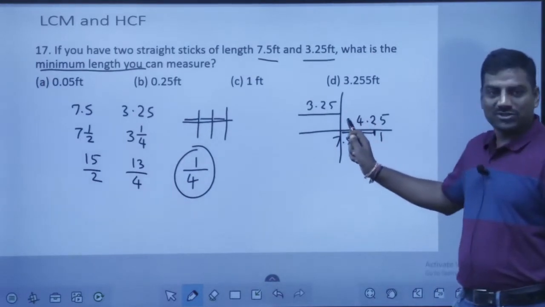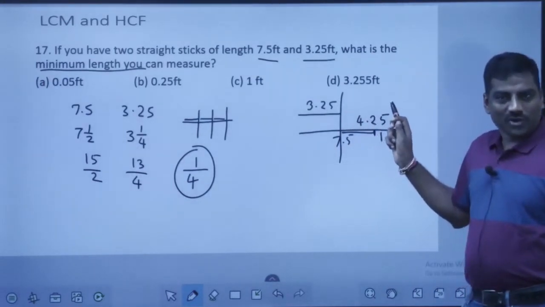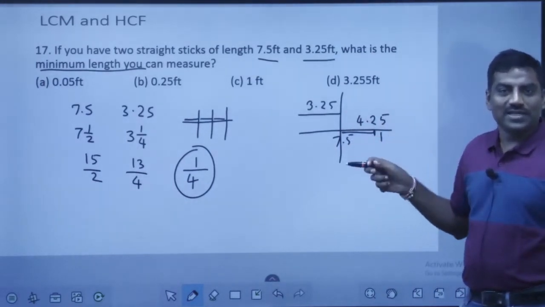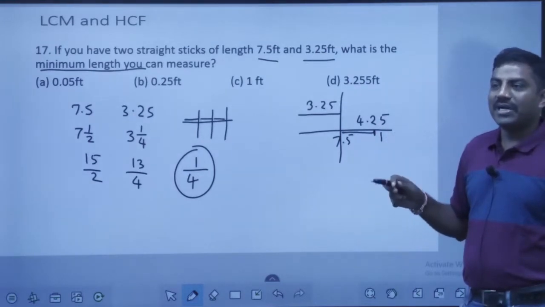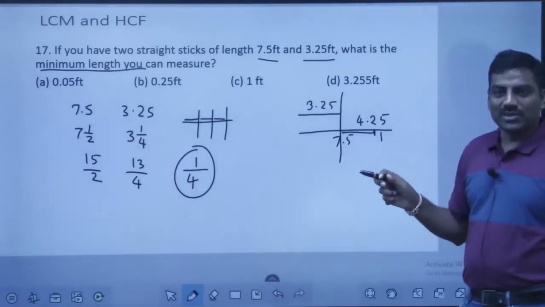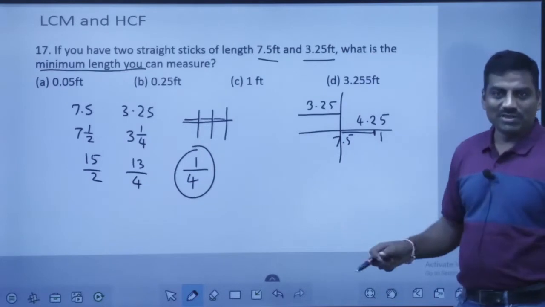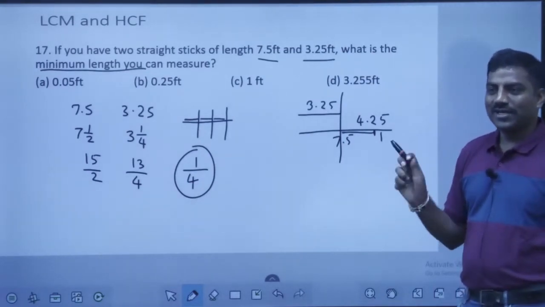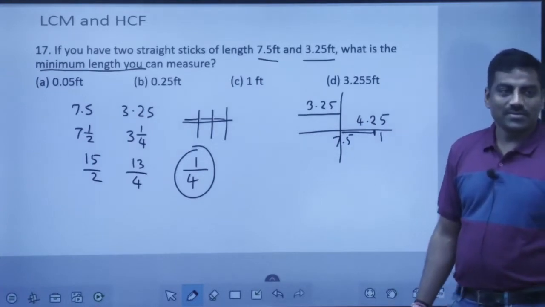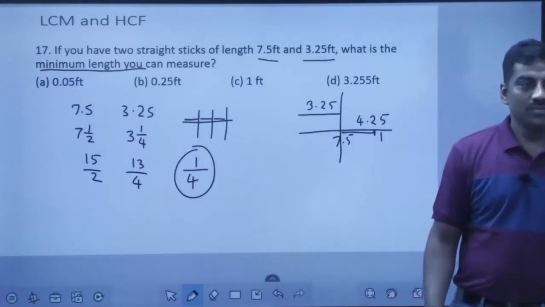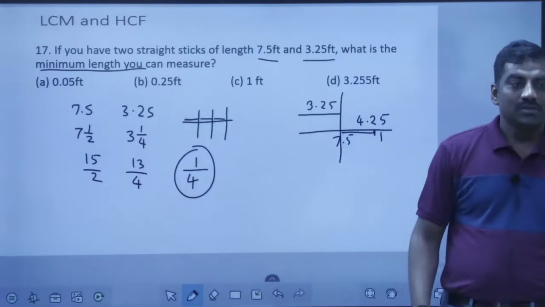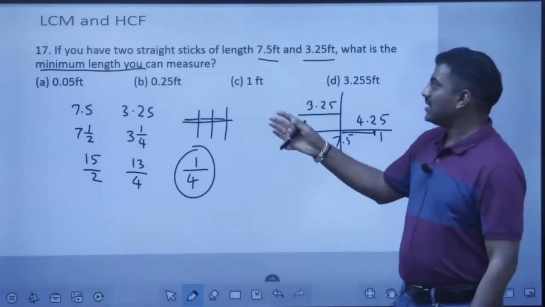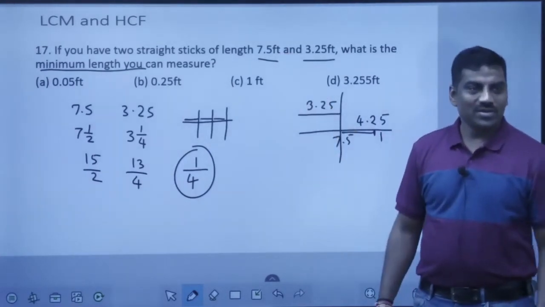And this is the practical approach. The person who hasn't learnt the LCM and HCF of fractions or decimals will do this. But while breaking, he will make mistakes. It is not sure that it is always correct. Maximum length is 7.5.